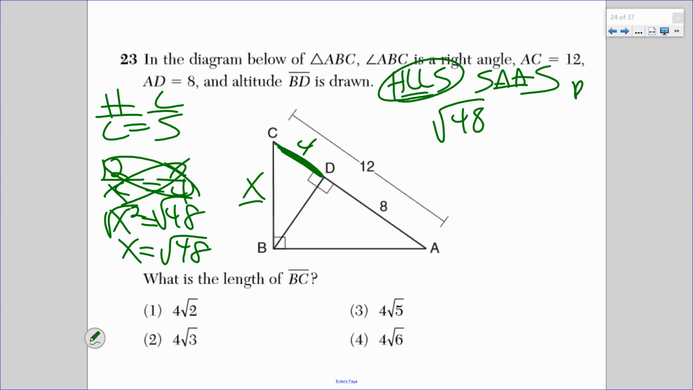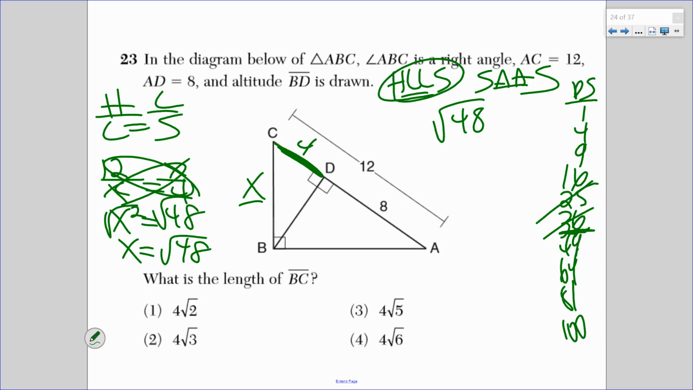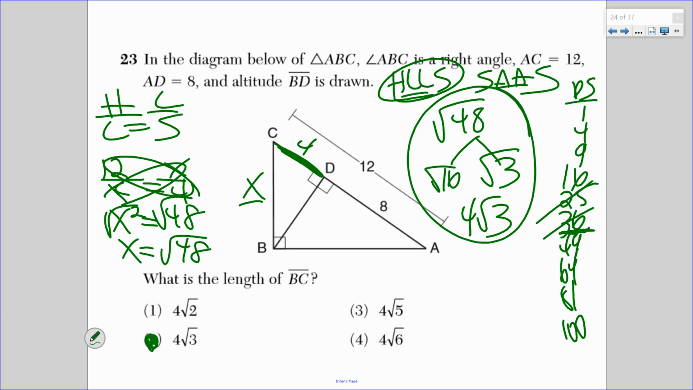An algebra skill. I have my students write out their perfect squares: 1, 4, 9, 16, 25, 36, 49, 64, 81, 100. What's the largest perfect square that goes into 48? Well, it can't be bigger than 48. You can't divide it by 36. You can't divide it by 25. Yes, 16 goes in. 16 times 3. Take the square root of your perfect square: 4 radical 3. If you can't reduce radicals, if you can't do this, ask somebody for help.